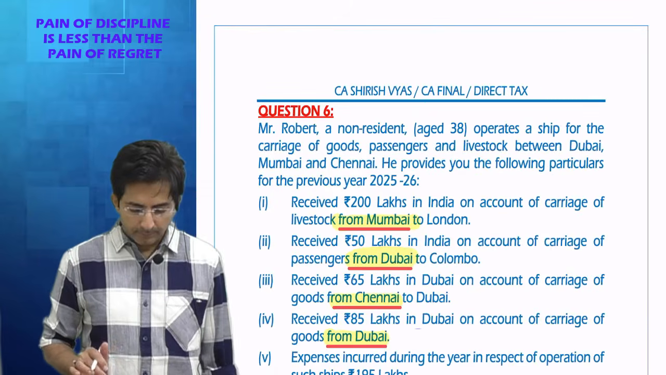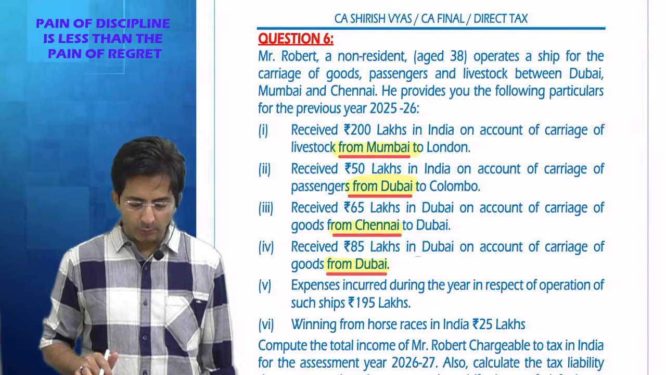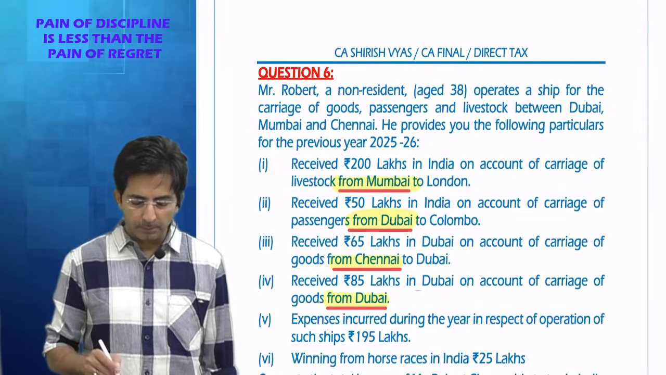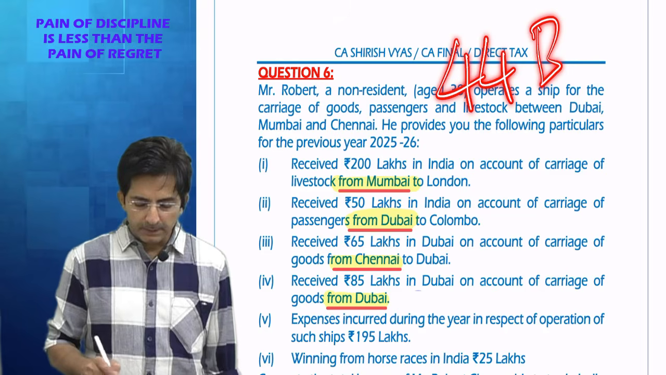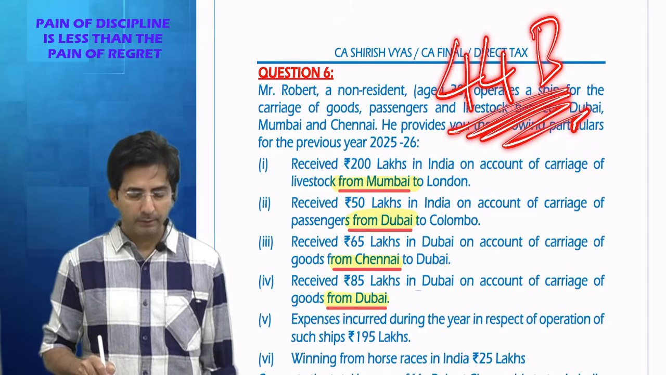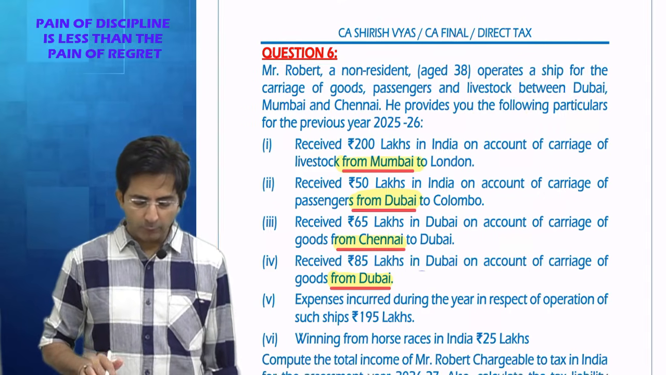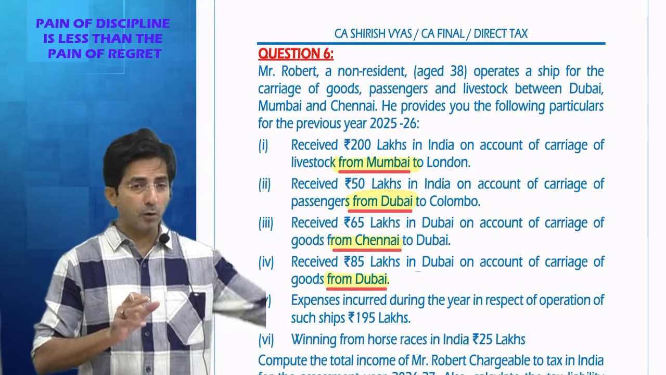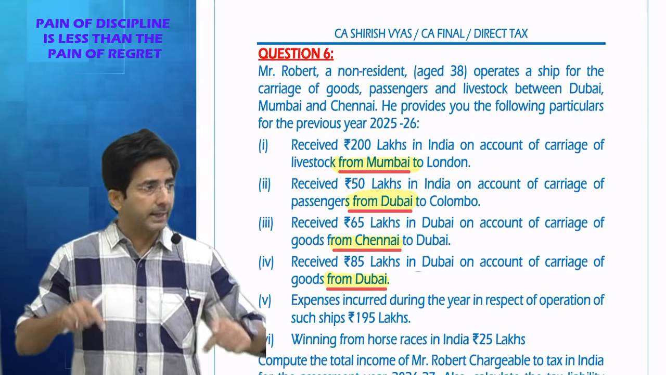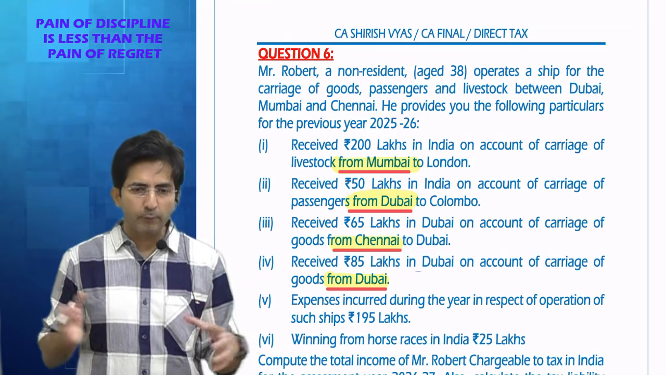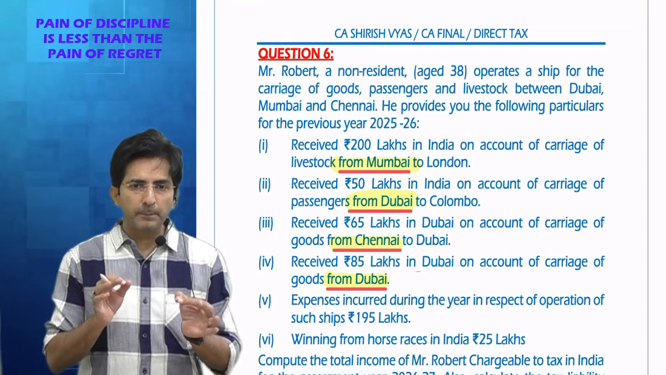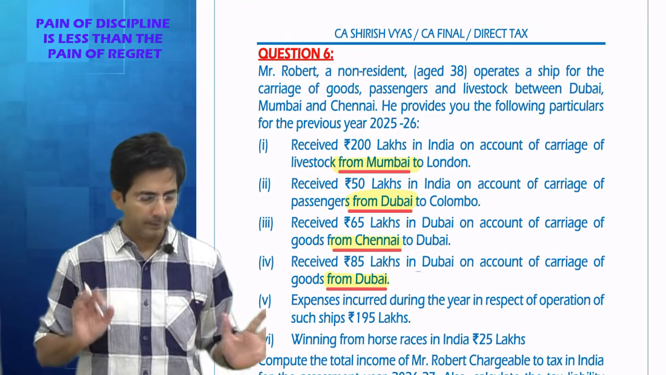Then we had question number 6 in homework. This question was on presumptive taxation for shipping business under section 44B. Under 44B, there was a rule that if a non-resident carries on shipping business in India, whatever gross receipts he is making from India, 7.5% he has to show as PGBP.